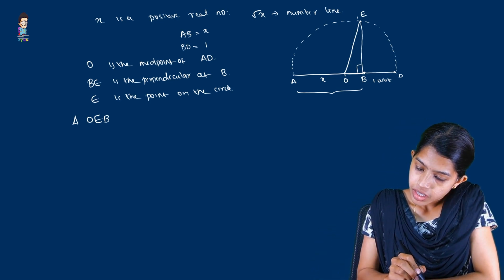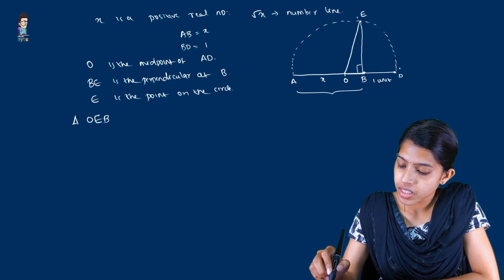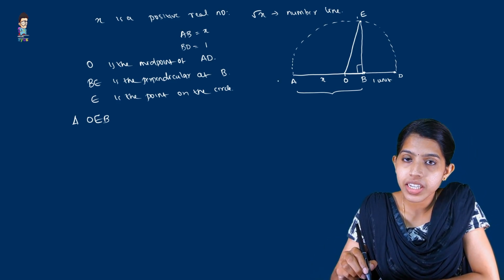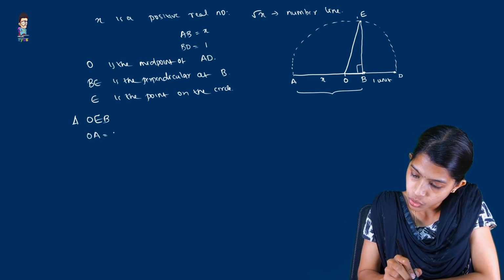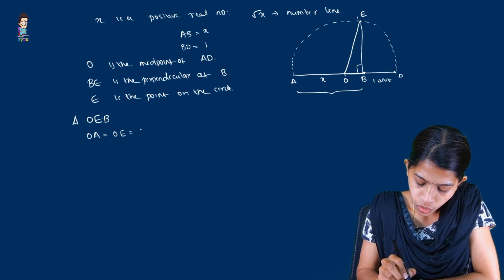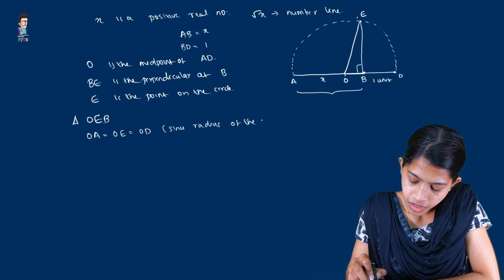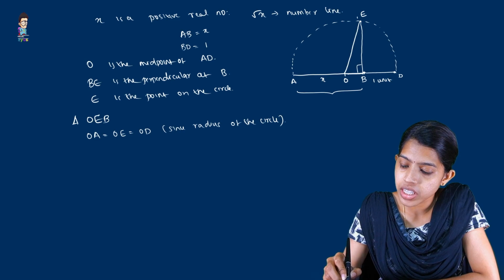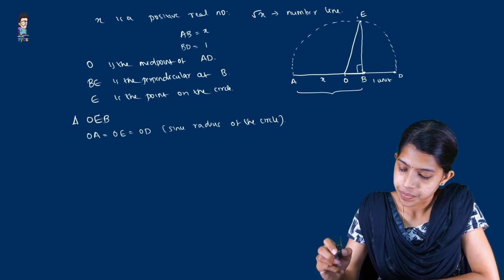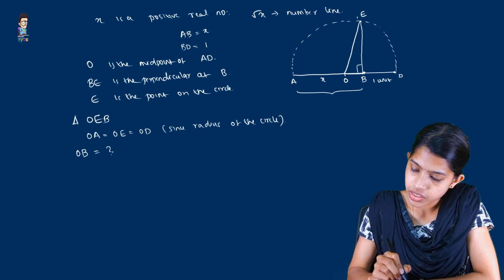Okay. Now, since we constructed a semicircle with center O and radius OA, we can say that the distance OA is equal to OE is equal to OD, since the radius of a circle will be the same. Now, we are going to find out the distance OB. We need to find the distance OB.